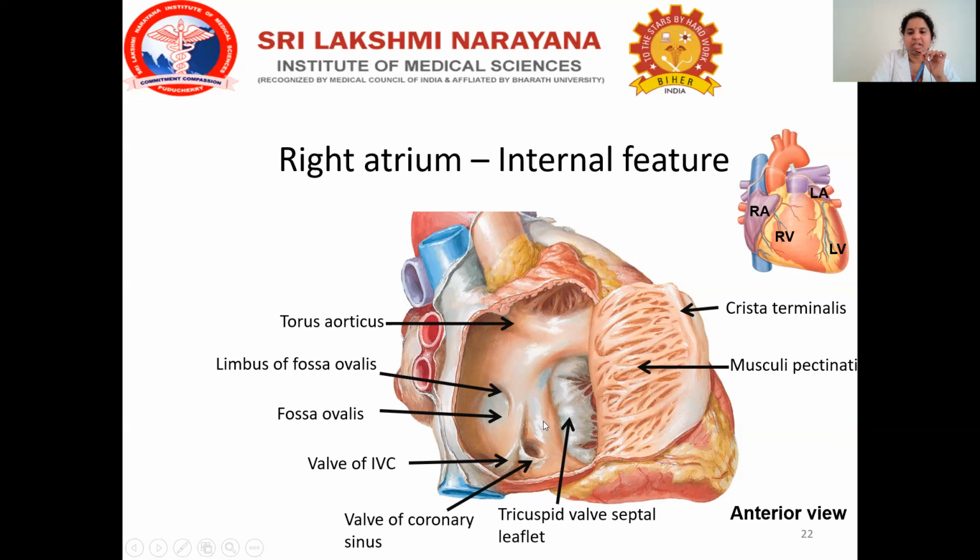So the right atrium communicates with the right ventricle through the tricuspid valve. The region of a small portion just above the tricuspid valve orifice is called the isthmus. Similar features of the rough portion can also be seen inside the right auricle.